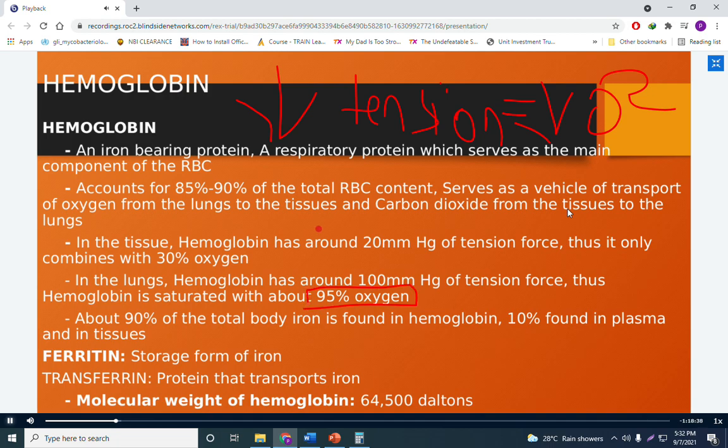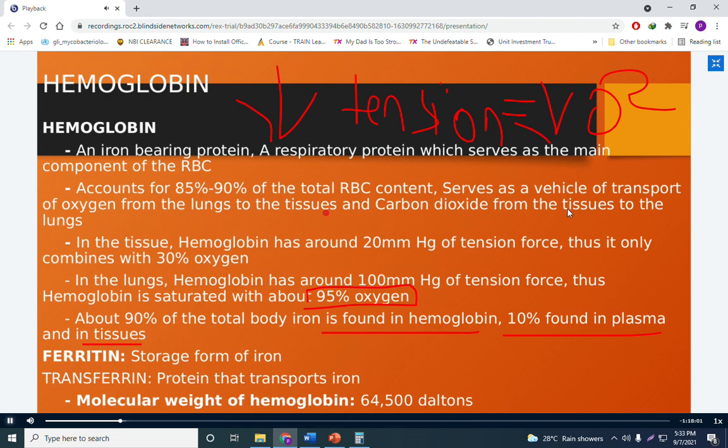Okay? So kapag tinanong sa quiz nyo, in which part of the body does your hemoglobin have around 20 millimeter of mercury tension force? It's in the tissue. While kapag tinanong which part of the body does your hemoglobin have around 100 millimeter mercury of tension force, it's your lungs. Now, about 90% of the total body iron is found in hemoglobin. Ganon kalaki class na nakikita siya sa blood sa hemoglobin. Now, only 10% is found in the plasma and tissues.